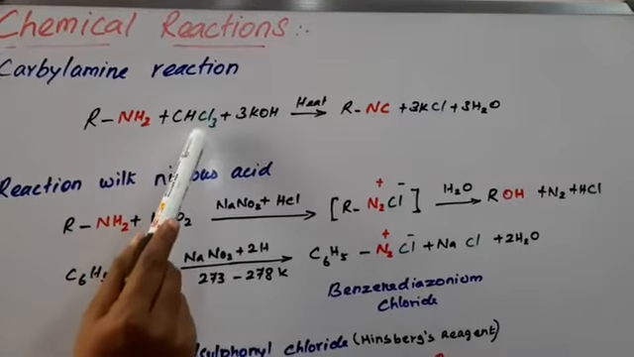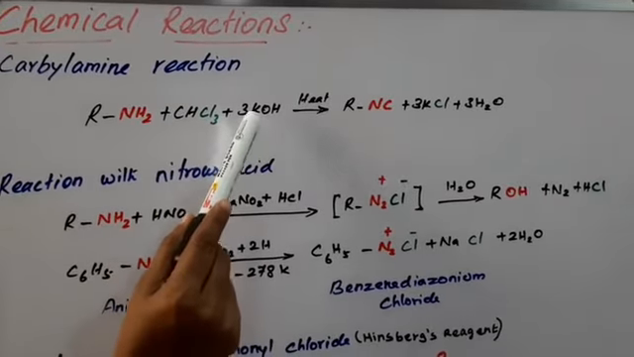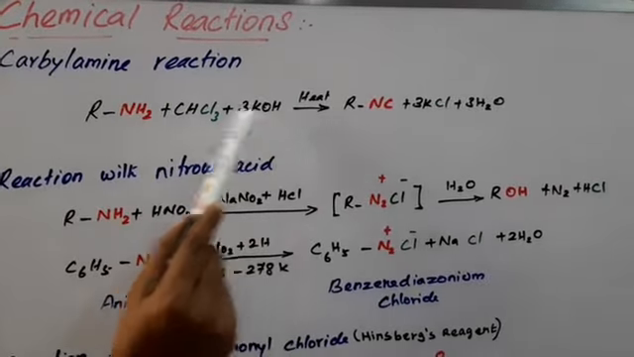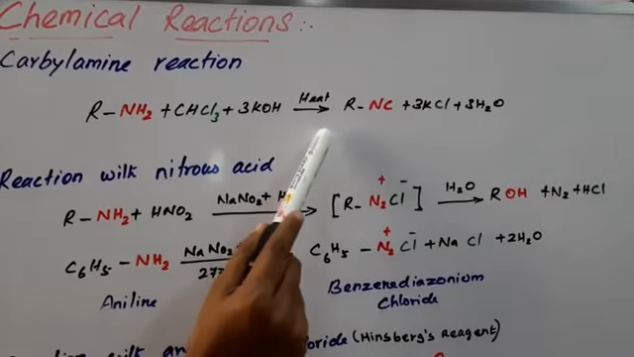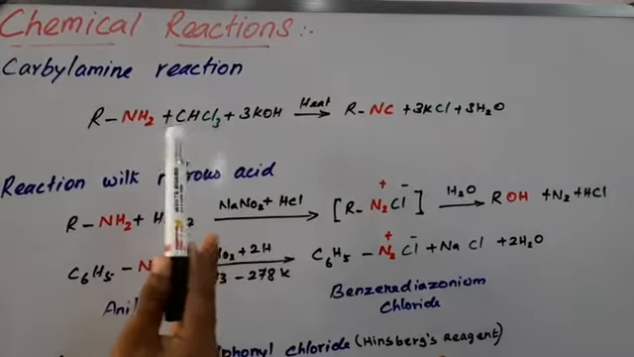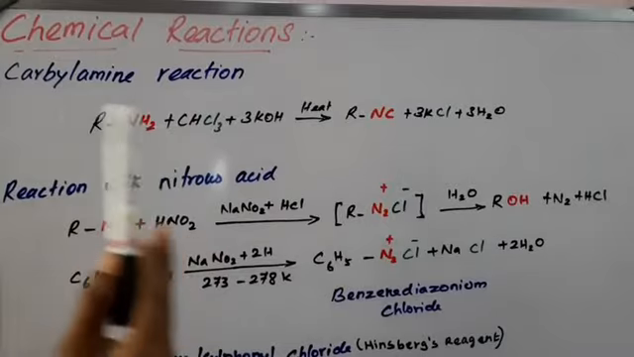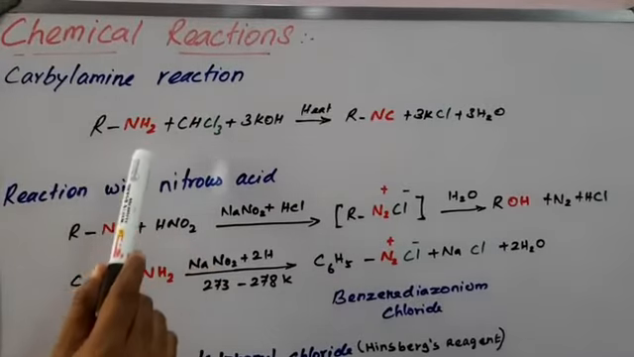Phenol with CHCl3 plus KOH or NaOH, what do you get? That is salicylaldehyde, the Reimer-Tiemann reaction. So students, the organic part you can combine and relate, and study; that is easy.